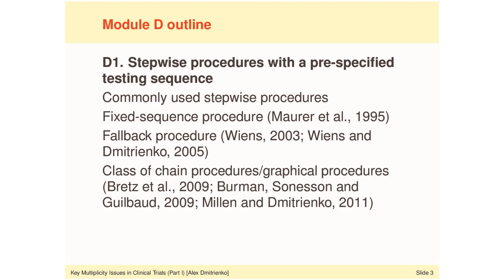As you remember, in Module C, we focused on multiplicity problems without a fixed, clinically meaningful hypothesis ordering or testing sequence, and as a result, we had to resort to procedures with a data-driven testing sequence. In this module, by contrast, I will introduce stepwise procedures with a fixed or a pre-specified testing sequence. This class includes, as you see on the slide, the fixed sequence procedure, the fallback procedure, and finally a class of chain procedures, also known as graphical procedures.